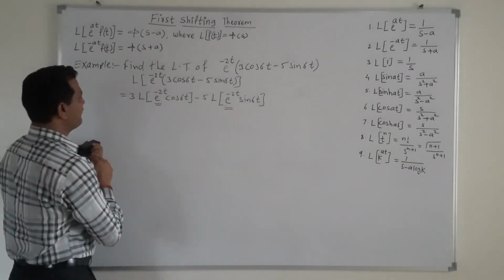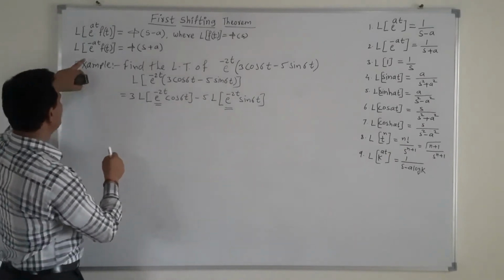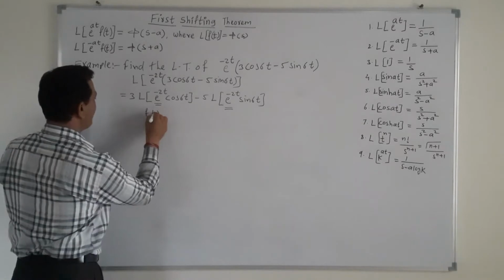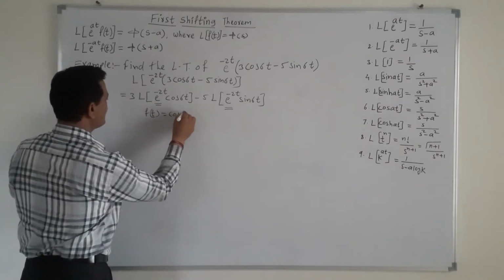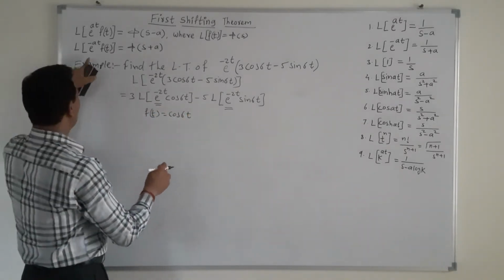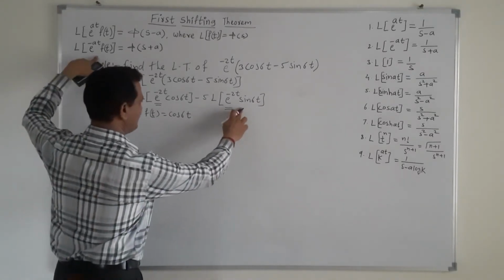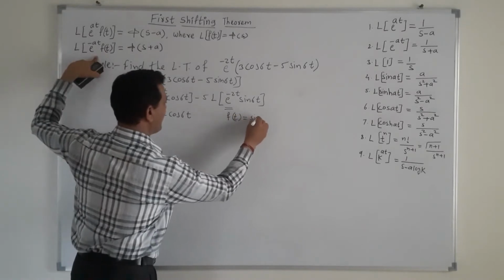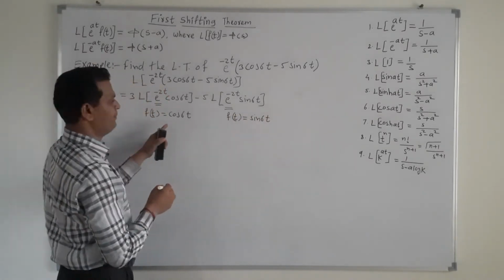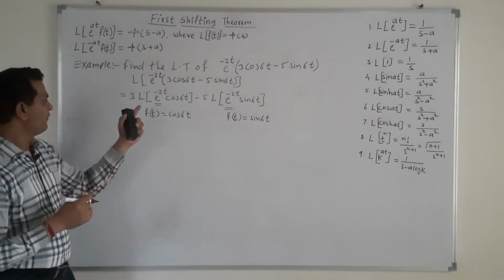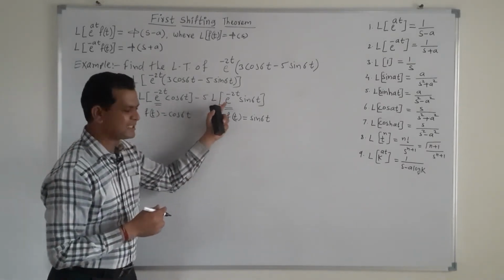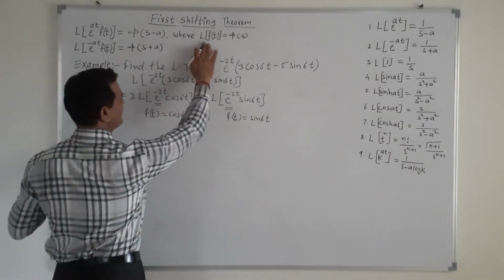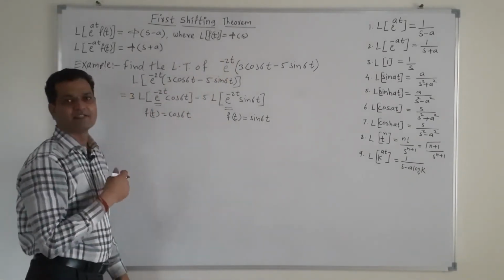If we compare this first term with the first shifting theorem, we get the value of f of t equal to cos of 6t. And if we compare this theorem with the second term, we get the value of f of t as sine of 6t. That means we get two values: one for the first term and one for the second term. According to this theorem, first find the Laplace transformation and call that value phi of s.